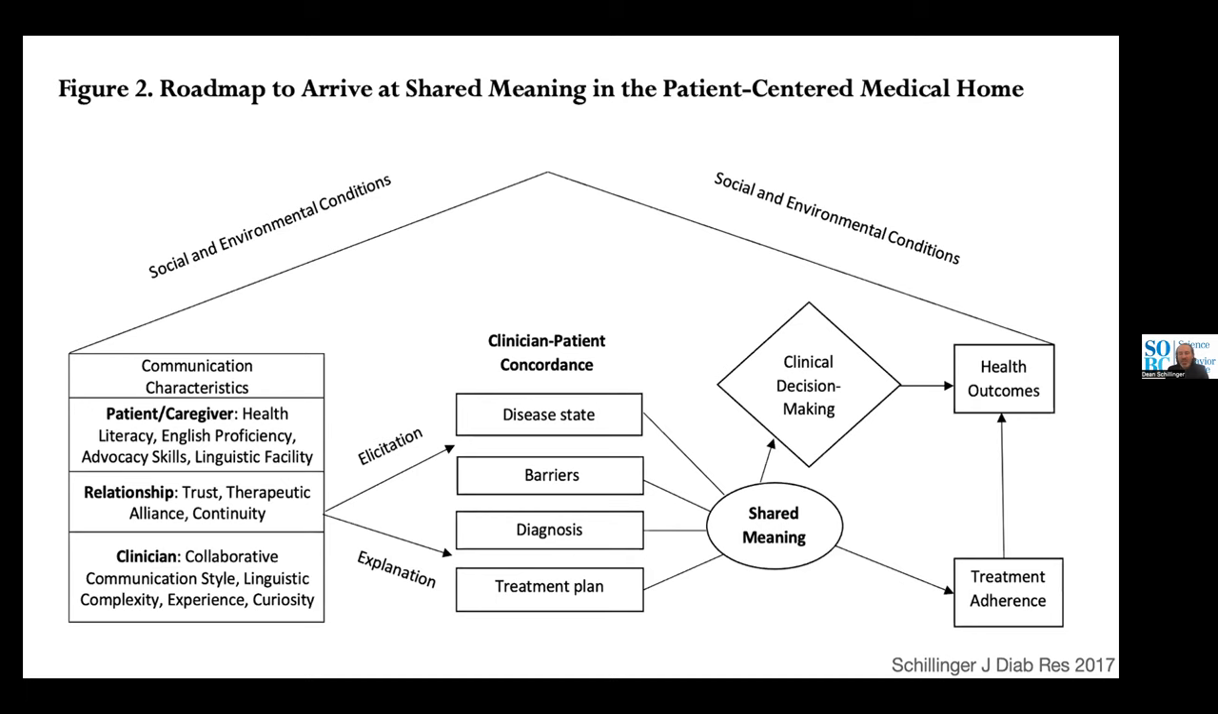And only by arriving at shared meaning can we as clinicians and patients be assured that our clinical decision-making is optimized. And through that shared meaning, can we have a hope that we can build the kind of trusting relationship and kind of communication that can promote, although not guarantee, but promote treatment adherence. And together, by good clinical decision-making and treatment adherence, we can achieve health outcomes, understanding that all of these outcomes are subject to the contingencies of the social and environmental conditions in which the patient returns to when they leave the office.